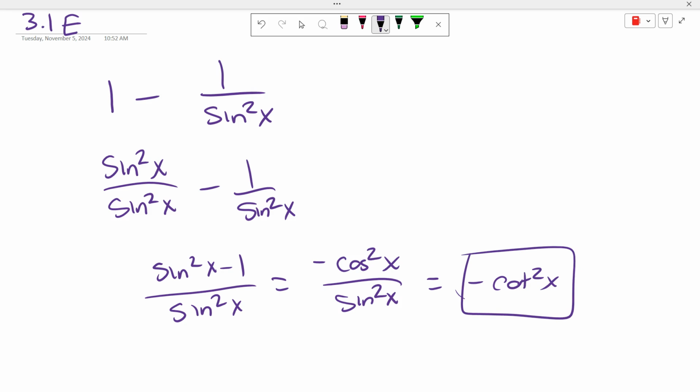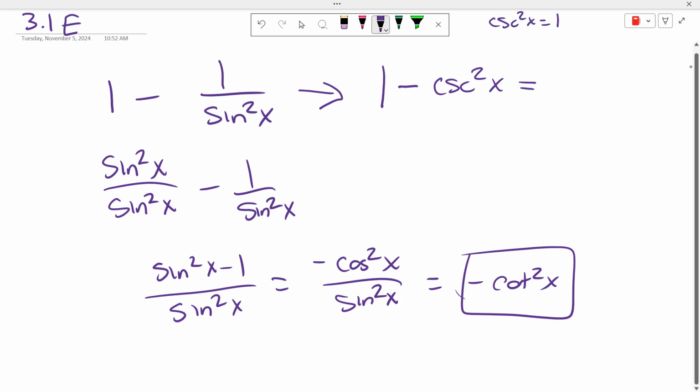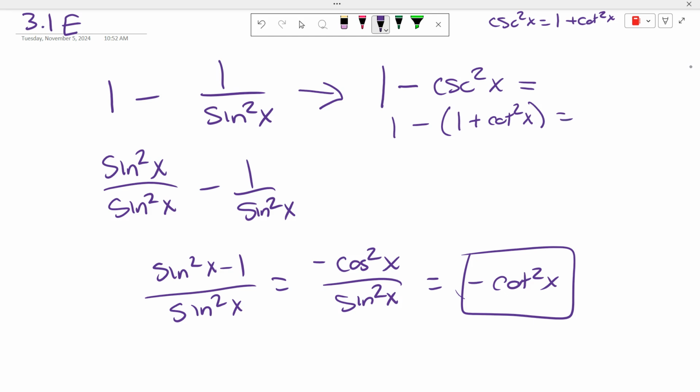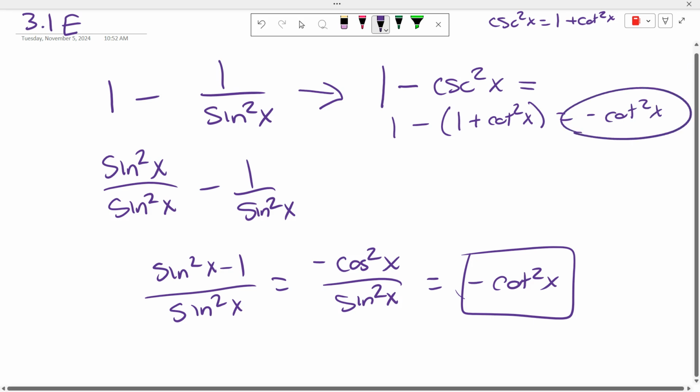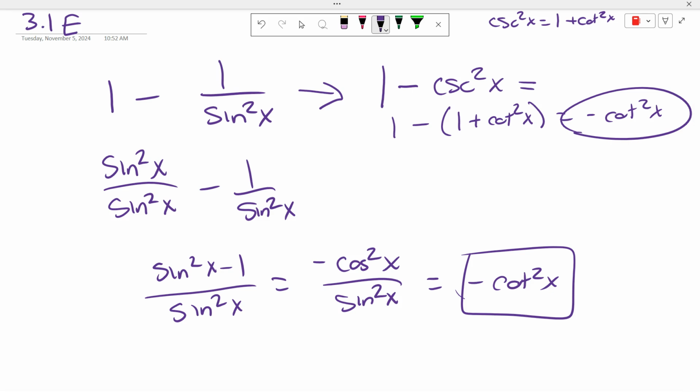Now you're going, okay, is there an easier way of doing that? Maybe. What's another way of doing this? 1 over sine squared is cosecant squared, right? And using a Pythagorean identity, I know my Pythagorean identity for cosecant squared of x equals 1 plus cotangent squared of x. If I replace cosecant squared of x with 1 plus cotangent squared of x, 1 minus 1 cancels, and I get a negative cotangent squared of x. Two ways of cooking the same rabbit there.